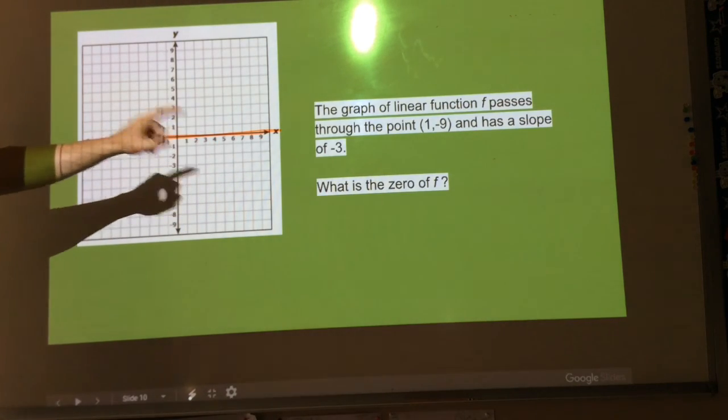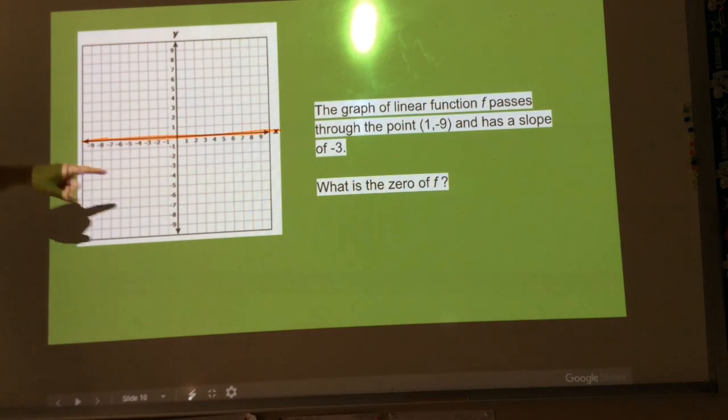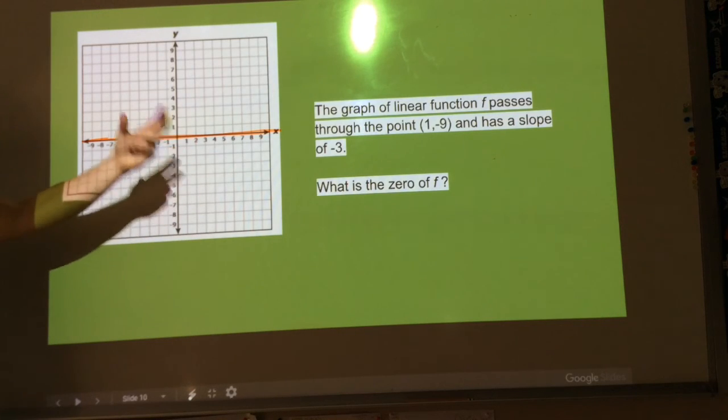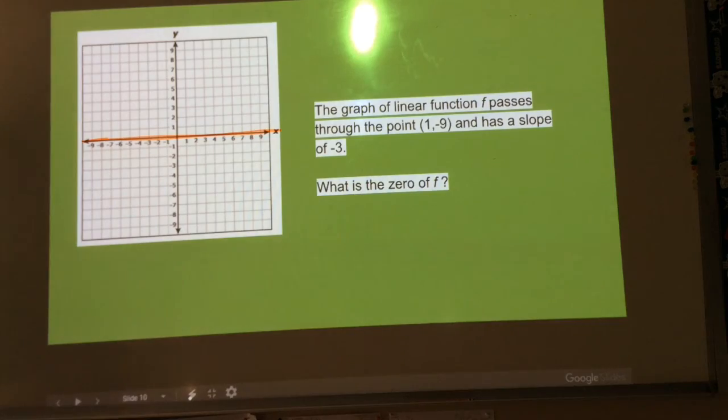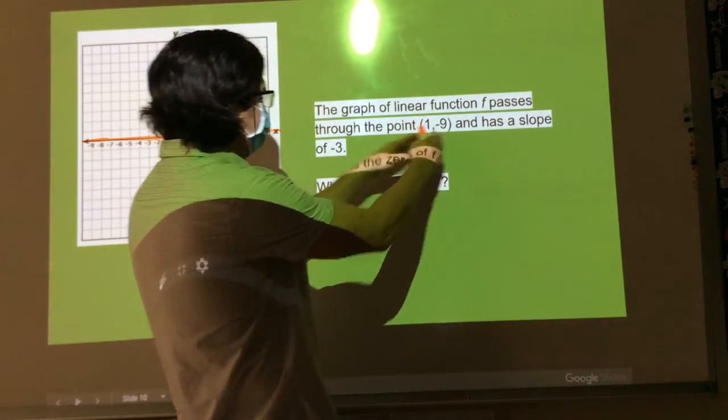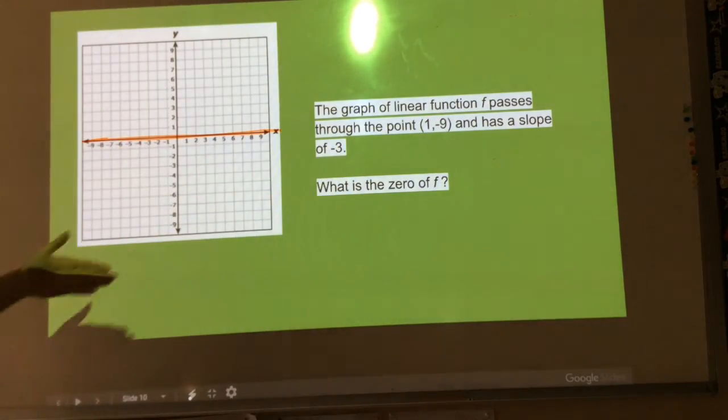All right, the graph of the linear function passes through this point and has a slope of that. Given the information that I have, what formula can I put this in? Point slope. Listen, it's this logical. Point slope. It gives them both to you.